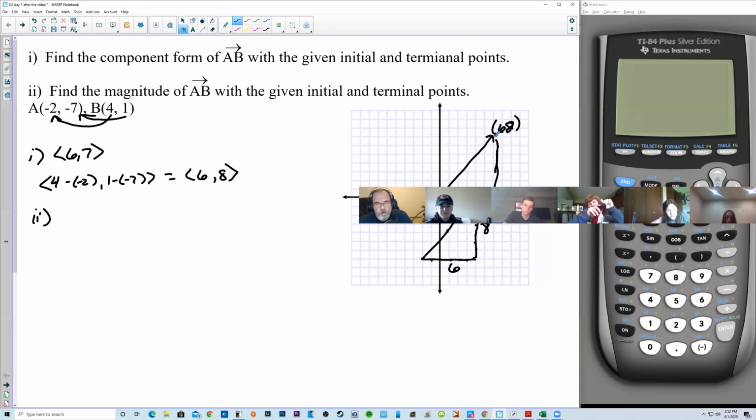Part 2, to find the magnitude or the length of the vector. Well, that's a right triangle, so we just use the Pythagorean theorem. The magnitude is equal to the square root of 36 plus 64. That is the square root of 100, I made it nice. So the magnitude for this one is 10. Magnitude, Pythagorean theorem.